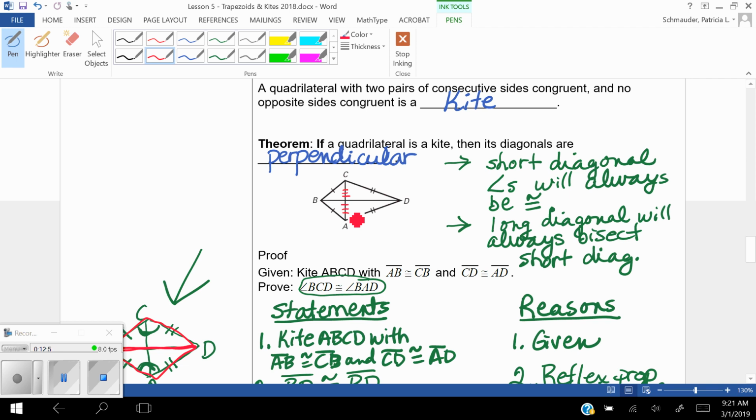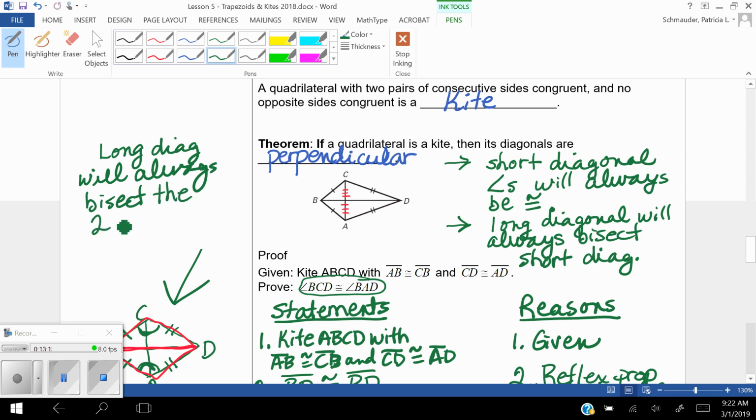And finally, I'm going to put your other very important statement over here that says the long diagonal will always bisect the two angles. How do I want to say this? Look here, guys. I'm talking about this one, BD. This long diagonal will always bisect, I'm just going to say the two angles it intersects. That might not be the best terminology, but I can't think of a better way off the top of my head to say it.